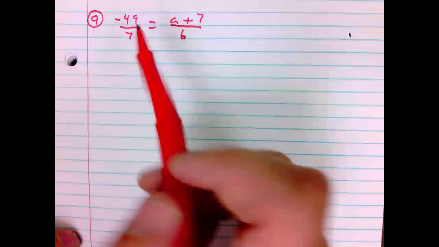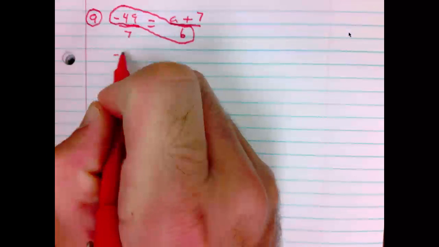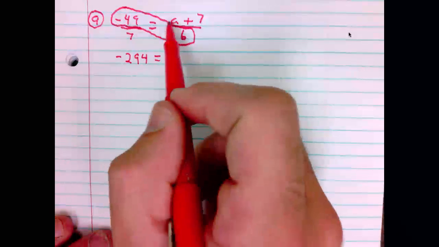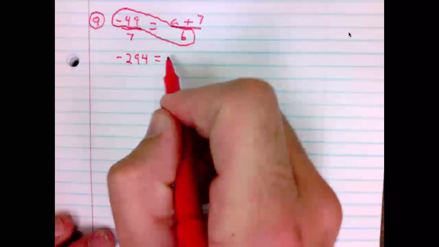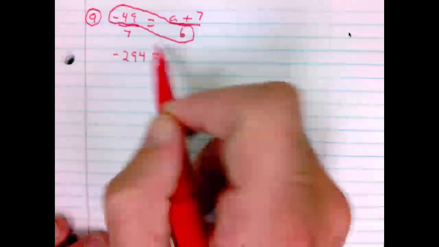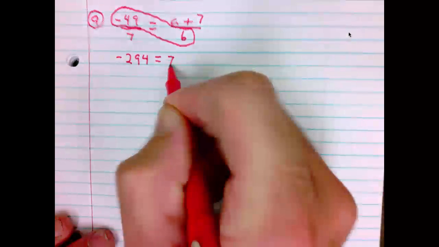with the cross multiplication. Taking negative 49 times 6, that's equal to negative 294. Well, 7 times both of these terms, we'll employ the distributive property. At this time, I could write 7 times a as 7a, and 7 times 7 is 49. I'm going to write it out using parentheses.